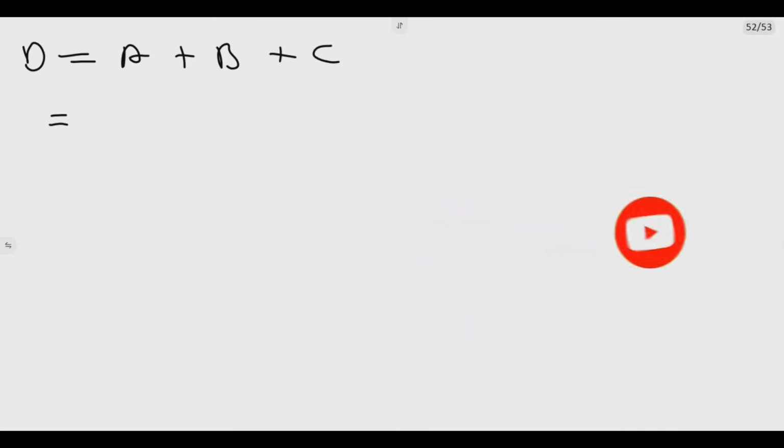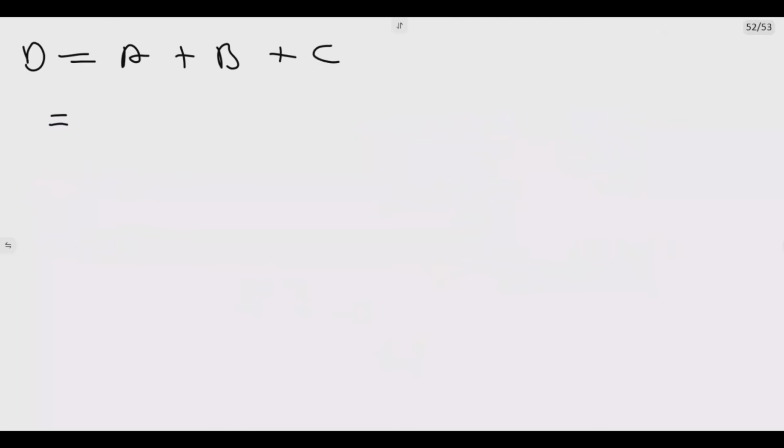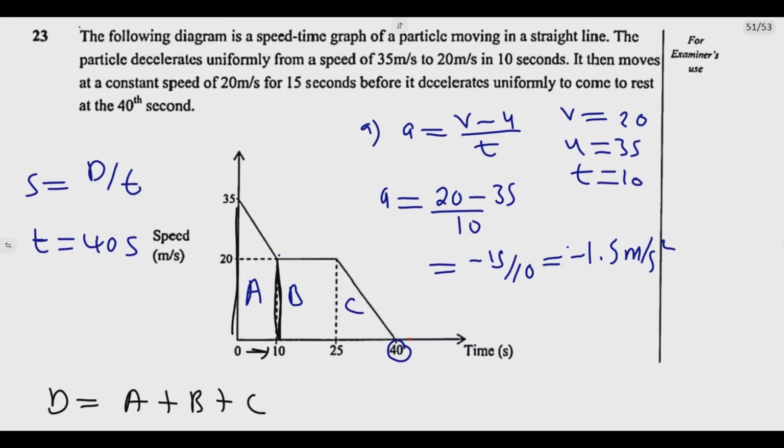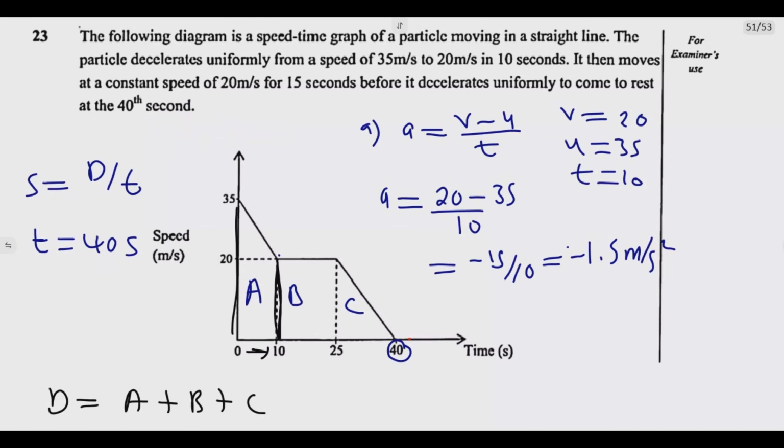So how do you find the area under A? So the area under A is given by the trapezium. So the trapezium in this case, this is the top, then this is the base, then this is the height. So it will just be half times, if you look here, this is 20. So it will be 20 plus 35, then times 10. So the 10 is, in this case, the height of the trapezium, then this will be the base, then this will be the top, like that.